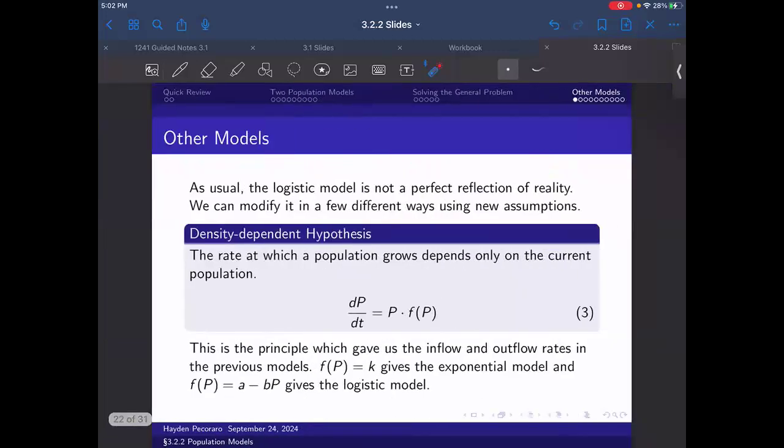Okay, so what about other models? Again, it's not perfect. The logistic model has some weirdnesses to it. What can we do to improve our model? You can modify it in a couple of different ways, but again, always using new assumptions. So what we've already been using is called the density dependent hypothesis. And it says the rate at which the population grows only depends on the current population and not on time, right? If the rate at which the population grows depends on time, it means you have extra factors that are influencing things.